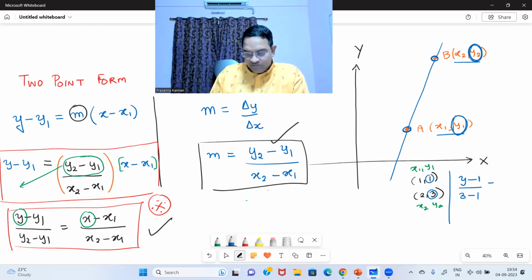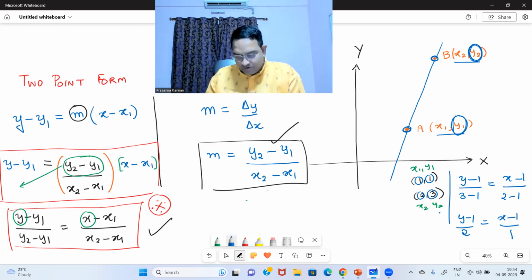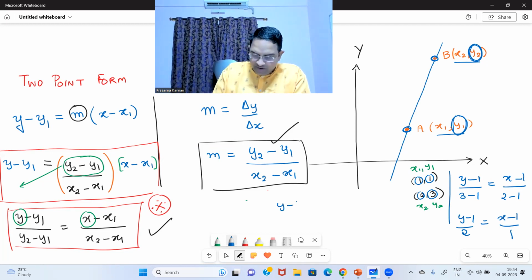3 minus 1 is equal to x minus x1. What is x1? 1. Divided by x2 minus x1. What is it? 2 minus 1. So what does your equation become? y minus 1 by 2 is equal to x minus 1 by 1. Now just cross multiply. You will get y minus 1 is equal to 2 into x minus 1.